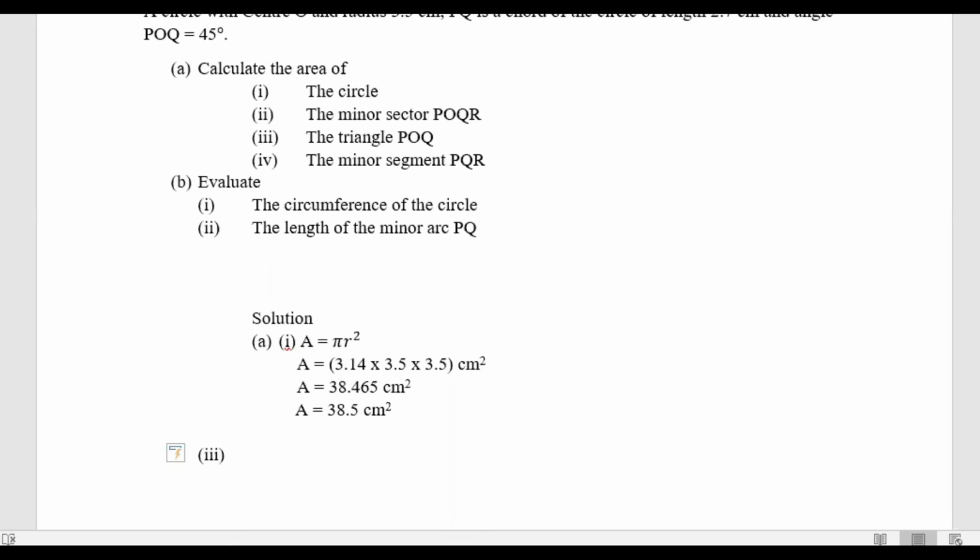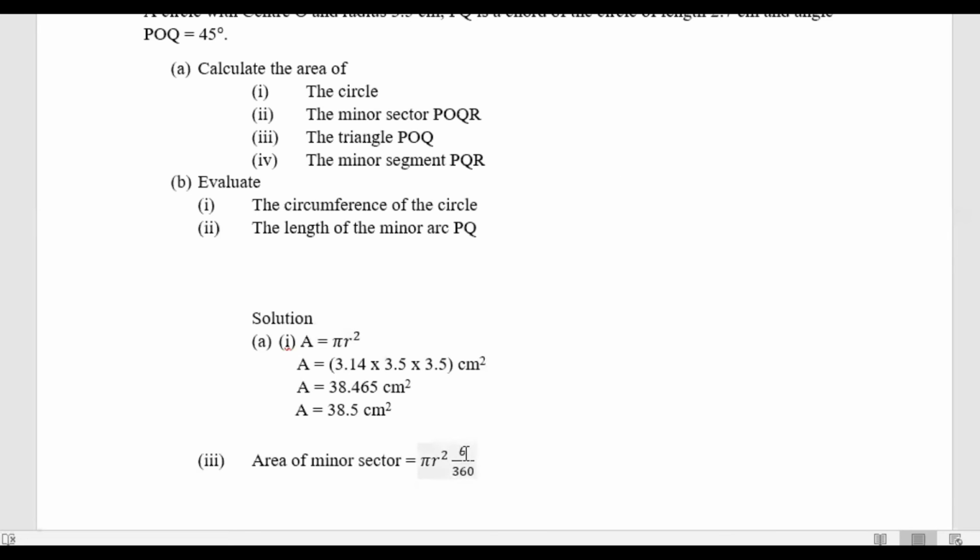Anybody? What is the formula? Pi r square, 45 degrees over 360. Good. So it's basically the area of the circle, which we already found.